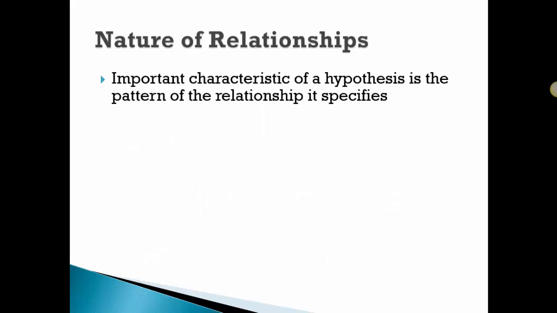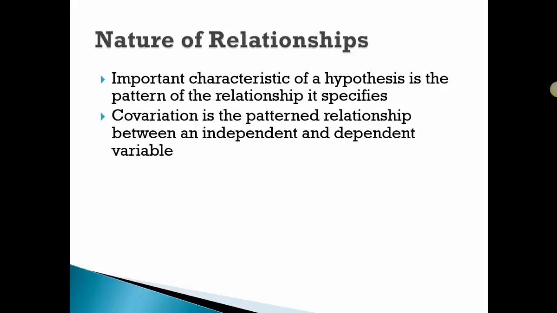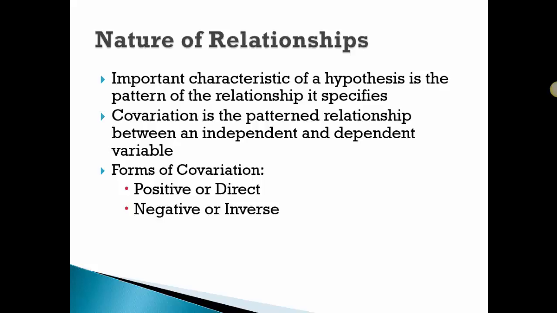Okay, the nature of relationships that we might see. Important characteristic we mentioned before in the hypothesis is that it specifies the pattern of the relationship. So in the one we just did, we said the better the attendance record, the better the SAT scores would be. And covariation is the patterned relationship between an independent and a dependent variable. And the forms that we can see are positive or direct. For instance, in the attendance and the SAT scores, that would be a positive or a direct. As the attendance goes up, the SAT goes up. Negative or inverse, as unemployment rate goes down, median family income goes up.